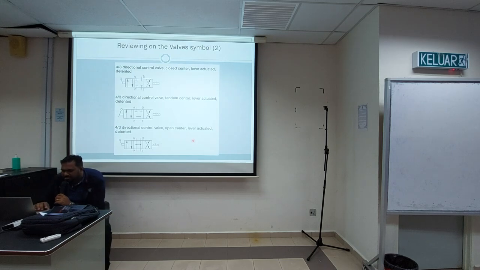Okay, so another symbol. Ini kalau ada 3 kotak. Okay, so ada 4 port and also 3 boxes. So 4/3 direction control valve. Okay, so kalau you just tulis 4/3 direction control valve, so tak dapat full mark sebab you tak mention about the actuation.